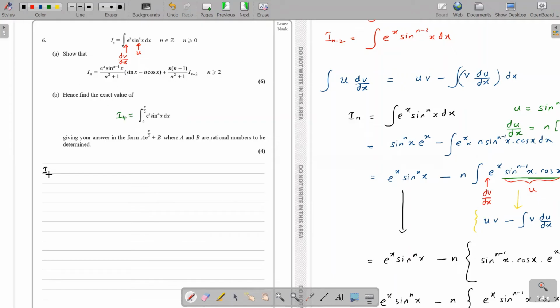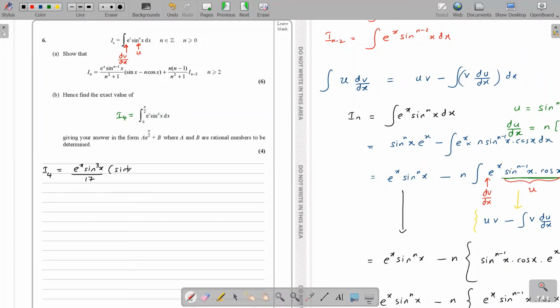Okay, how do we get I4? I4 means you go to the equation and replace all the n values with 4. What do we get then? e^x sin^3 x, right? sin^(4-1)... or what happens here? 4 squared plus 1, so that is 16 plus 1, 17.